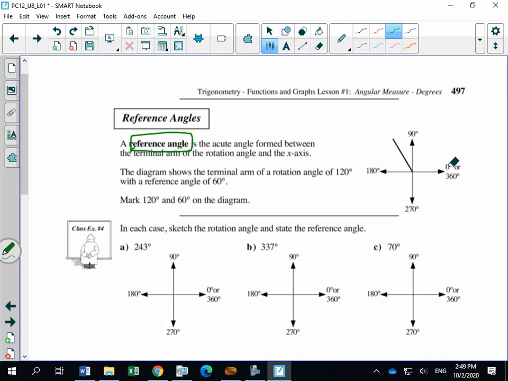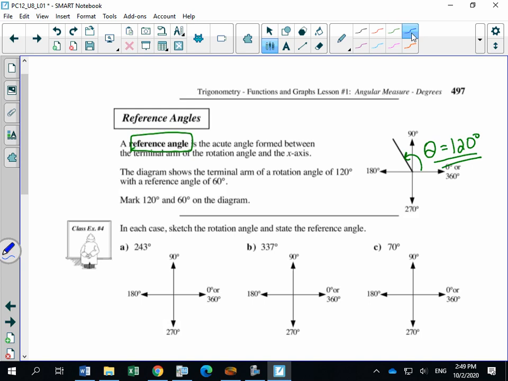So for example, this rotation angle here is 120 degrees, you'd be told. So theta is equal to 120 degrees. We call that a couple of things. It's either our rotation angle of 120 degrees, it is an angle in standard position, and it is also going to be a principal angle, okay?